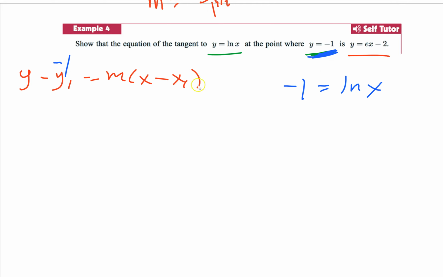So I have to find the x actually. I have to find the x1. So we have to solve this. That's not too bad. We know how to get rid of natural log. You just do e to the power of both sides. These cancel out. You get e to the negative 1 equals x. Or if you want, x equals 1 over e.